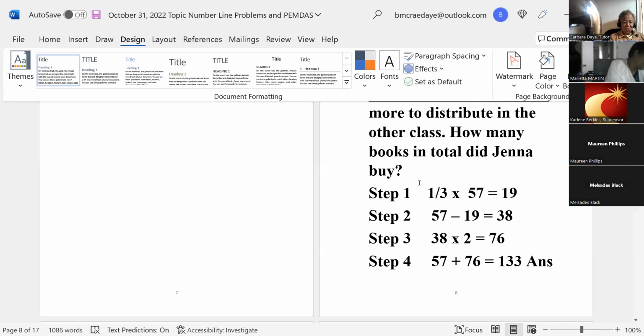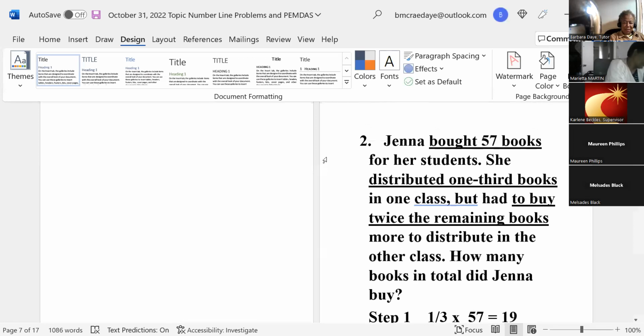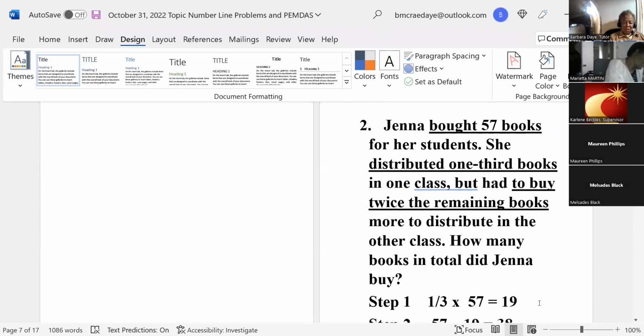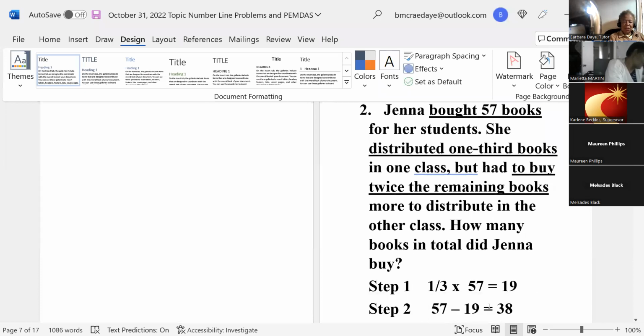Translate the words to the math. 57, take 1/3 of it. That's how much she distributed. What's left? Subtract the 19 from the 57, 38 left.